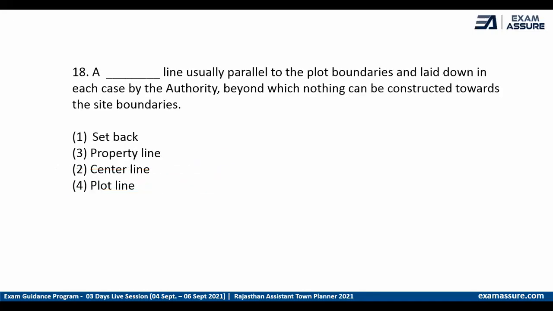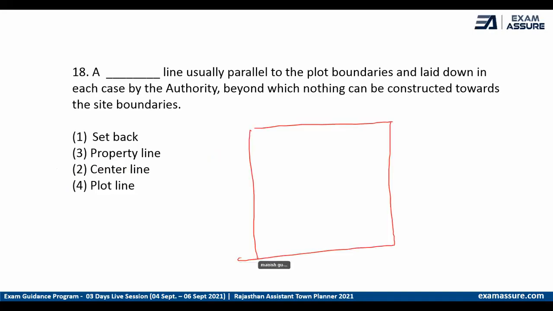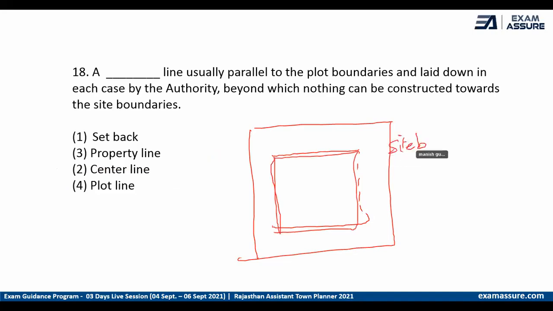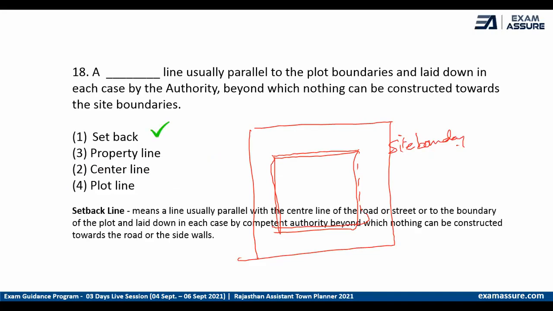Now, next question is, a dashed line usually parallel to the plot boundaries and laid down in each case by the authority, beyond which nothing can be constructed towards the side boundary. Towards the side boundaries is important. We are talking, okay, so you cannot create something here. What is that? It is the setback line.